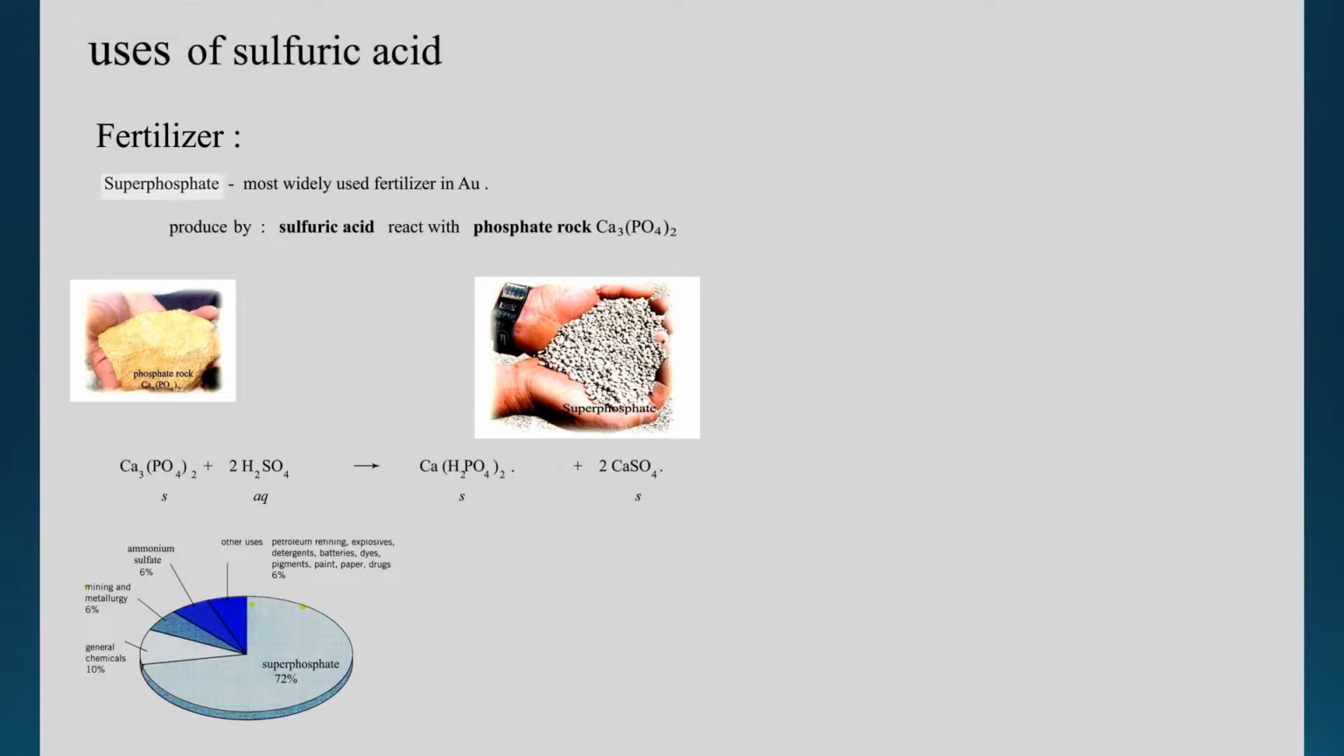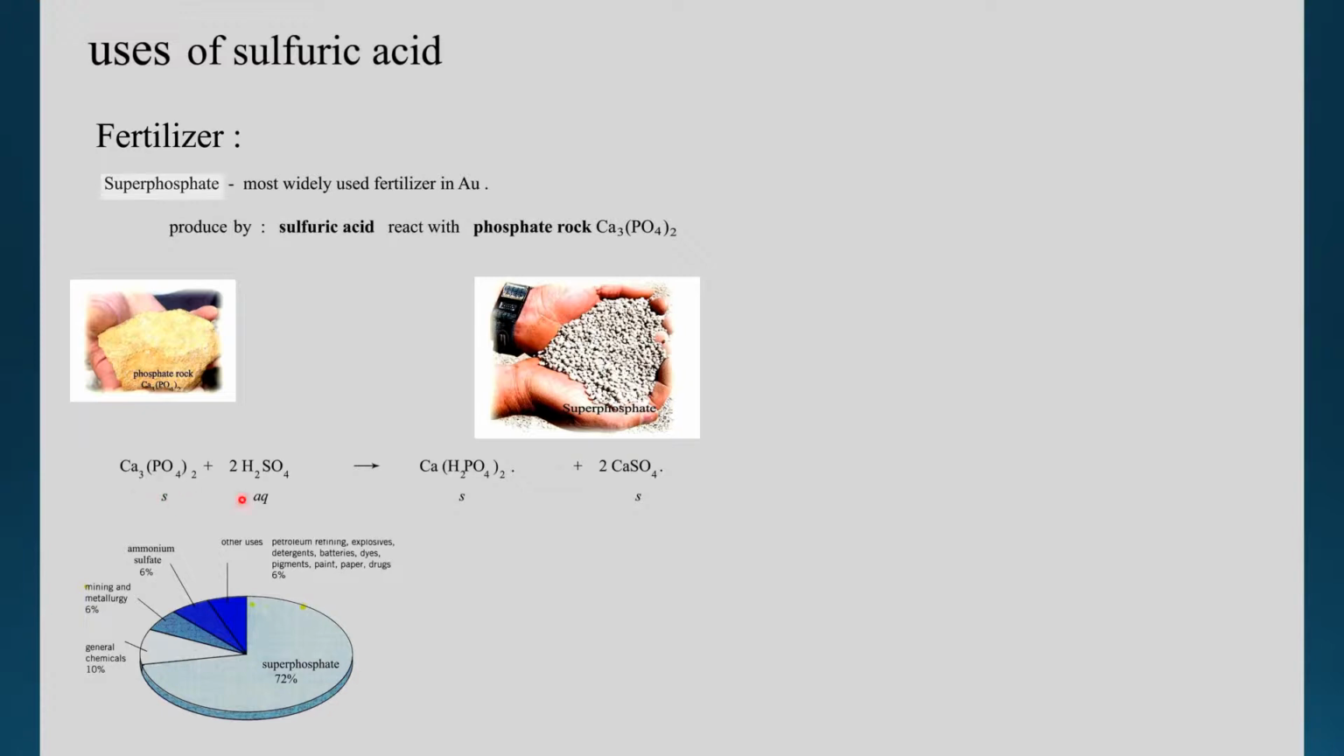This comes from the rock. The bottom picture shows the rock, the phosphate rock. This phosphate rock is high in nutrition. It contains calcium and phosphate, which are very good for what the plant needs. But it has a problem. Calcium phosphate is insoluble, so the plant cannot absorb it.